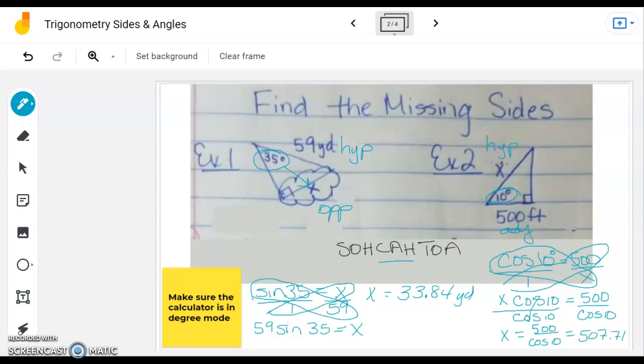That makes sense because it's supposed to be the hypotenuse. It should be longer than 500. And our unit is feet.